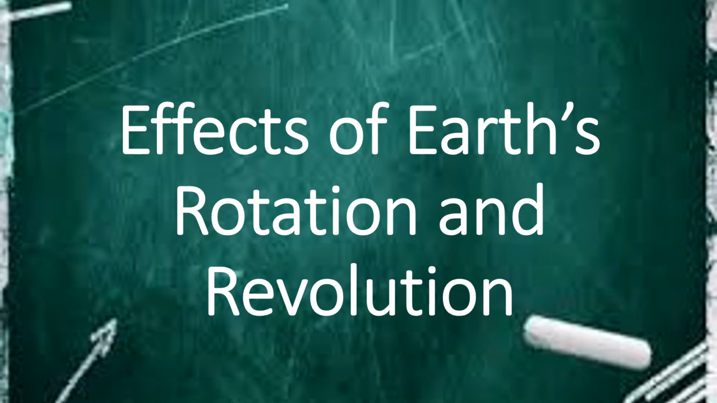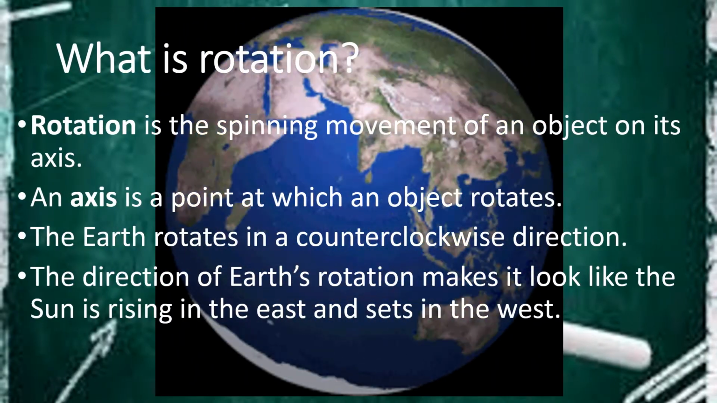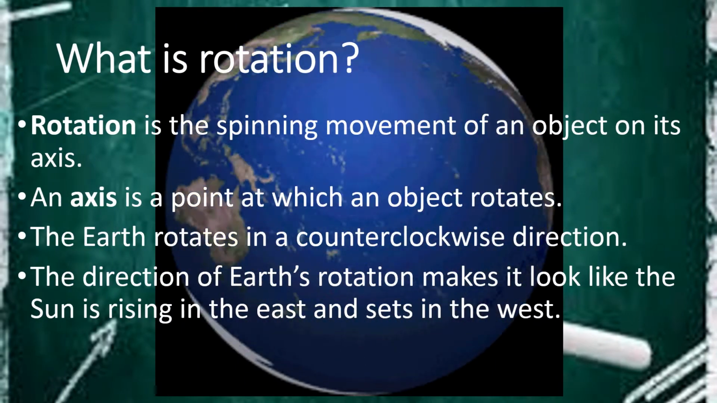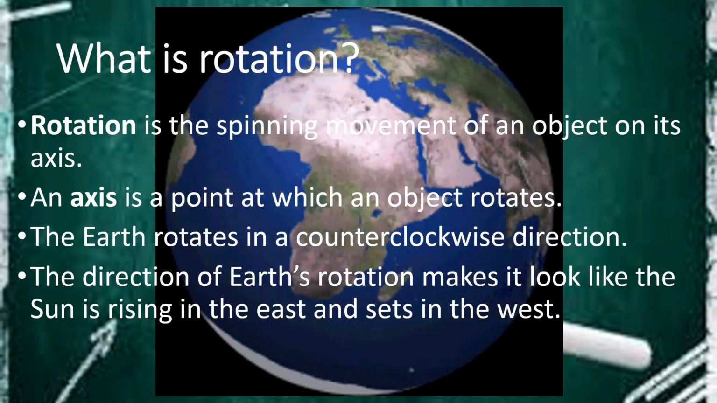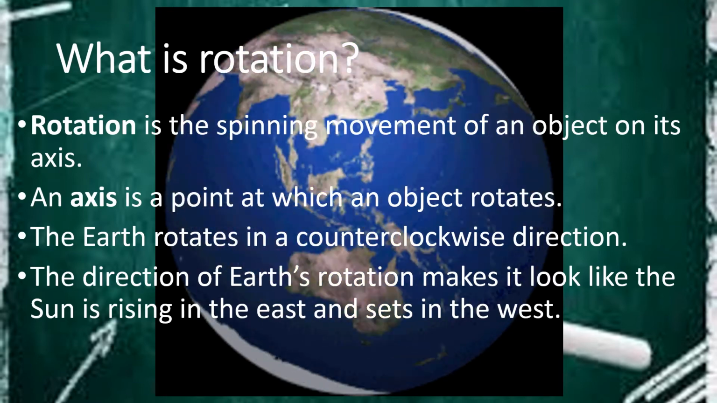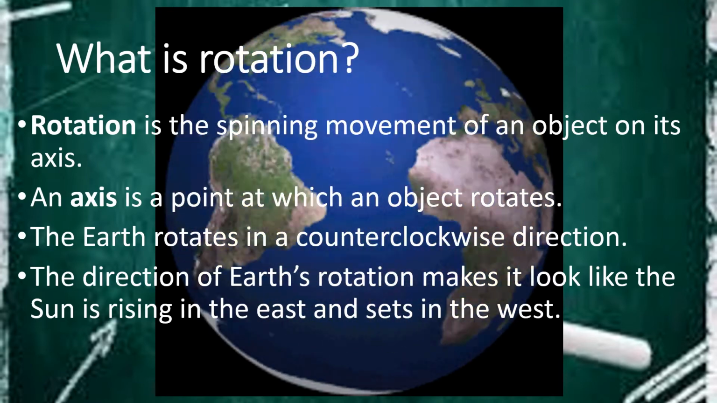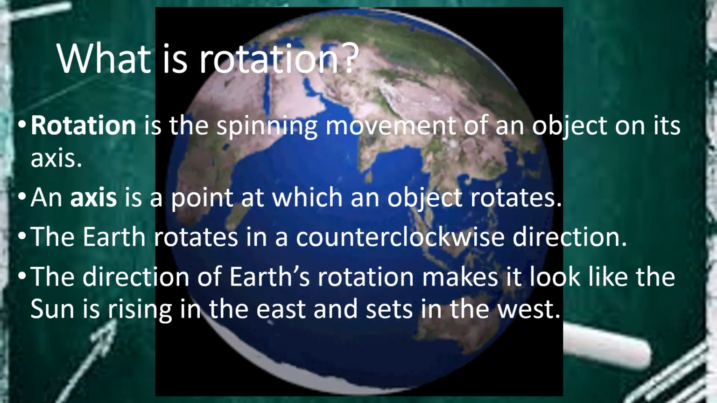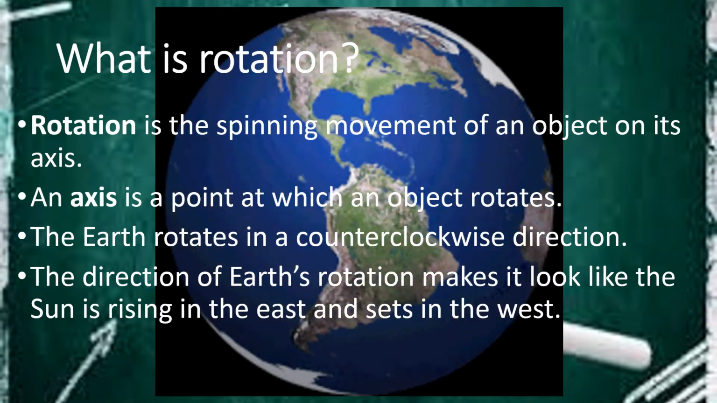In this video, we are going to talk about the effects of Earth's rotation and revolution. What is rotation? Rotation is the spinning movement of an object on its axis. An axis is a point at which an object rotates. The Earth rotates in a counterclockwise direction. The direction of Earth's rotation makes it look like the sun is rising in the east and sets in the west.